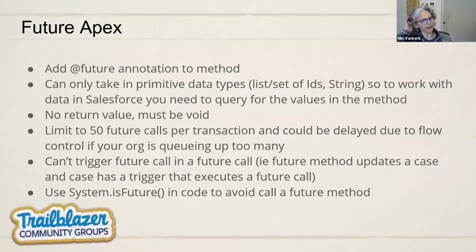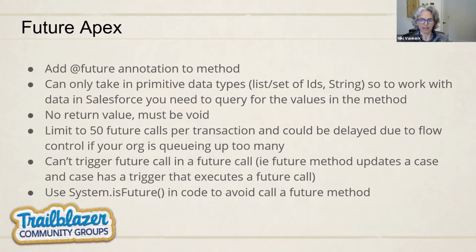Okay, so future, let's start with that. We talked a lot about all this stuff already, but adding the future annotation on the method, that's all you need to do. Typically what you see as a pattern is people take a set of IDs that come in, and at the beginning of the method they query for whatever data they need about that lead or that record, and then start working on whatever it is they're doing.